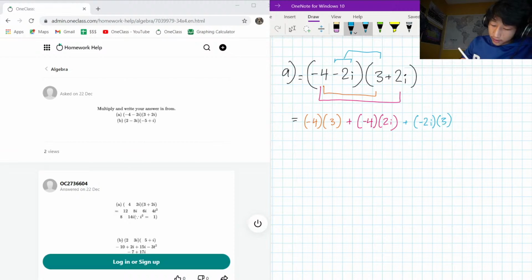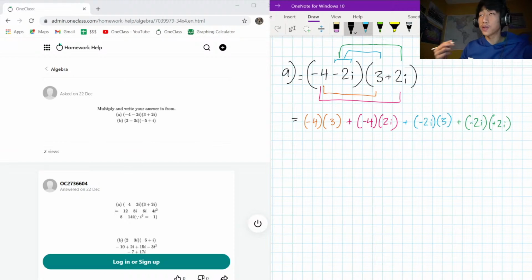And then the last one, let's do it in green. We'll do this term and the last term. So this will be plus negative 2i times positive 2i. I didn't really need to write the positive, but I did because I feel like it. The colors were useful for where they came from, but now as we process this, it doesn't really matter where they came from originally. So let's just simplify this.